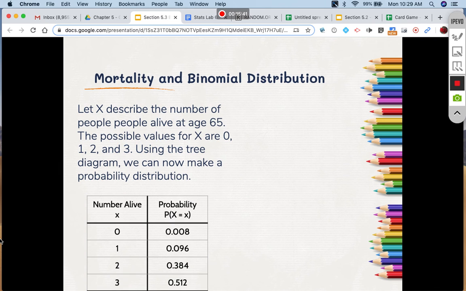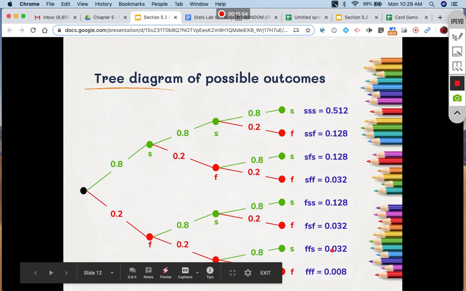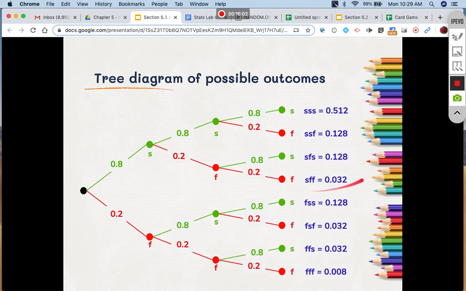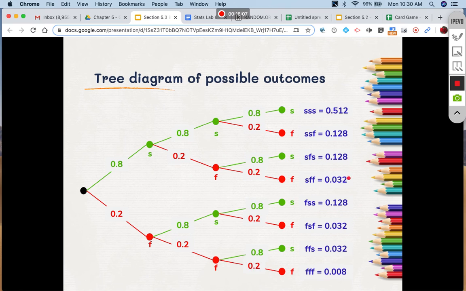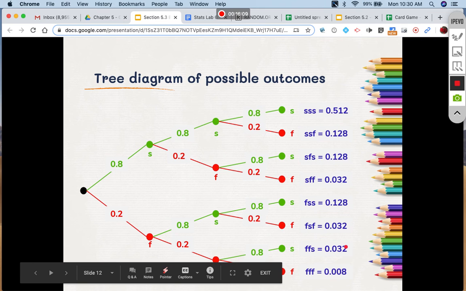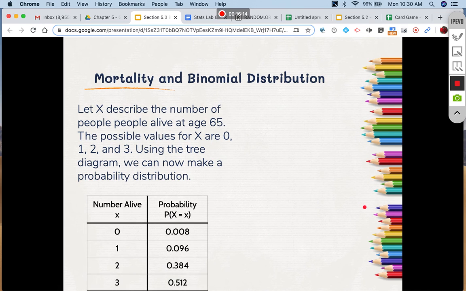The 0 and the 3 we already did. To figure out, say, one person alive, we can come back here and say, okay, one alive, one success. We got a 1 here, 0.32, 0.32, and 0.32. And again, these have no overlap. They're mutually exclusive. So I can just add those 3 probabilities together to get my probability of 0.96. And the same way I find my probability of 0.384 for 2 alive.